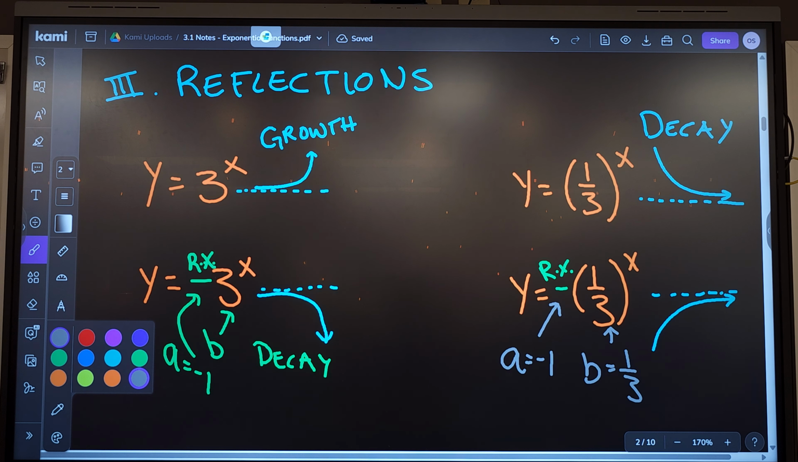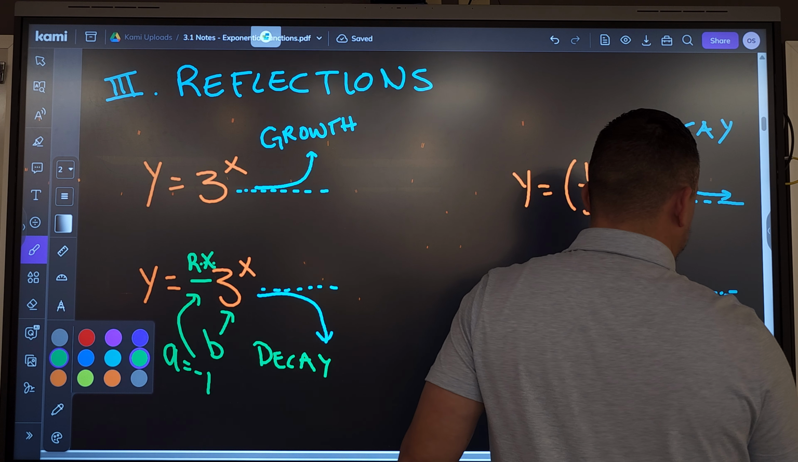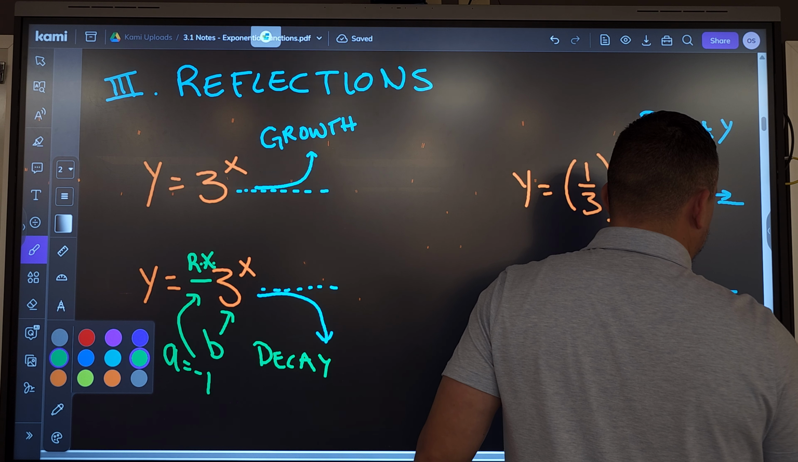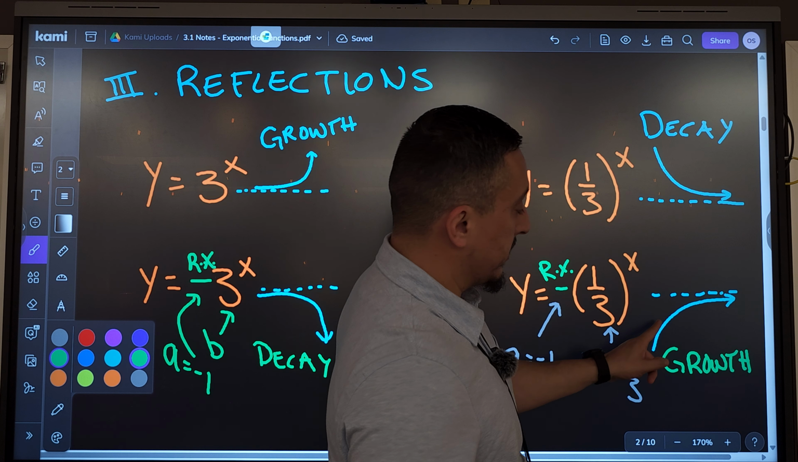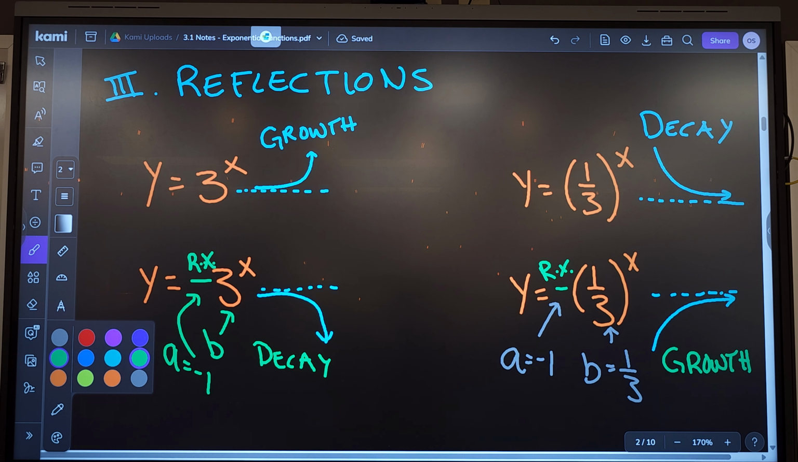Is that clear, guys, about the reflections, how those look? Oh, yes, thank you for helping us. Yeah, so this one's decay, so this one would be a growth. Because you're growing, it's increasing. Okay, so if you put a negative, it flips it to the opposite thing. Questions, guys, on reflections?